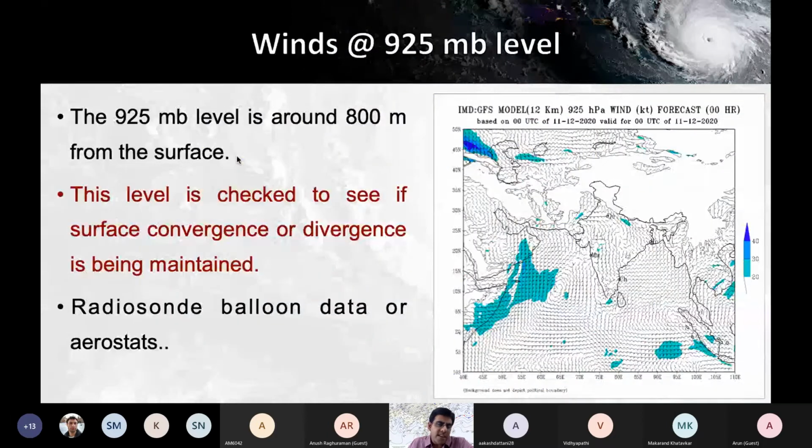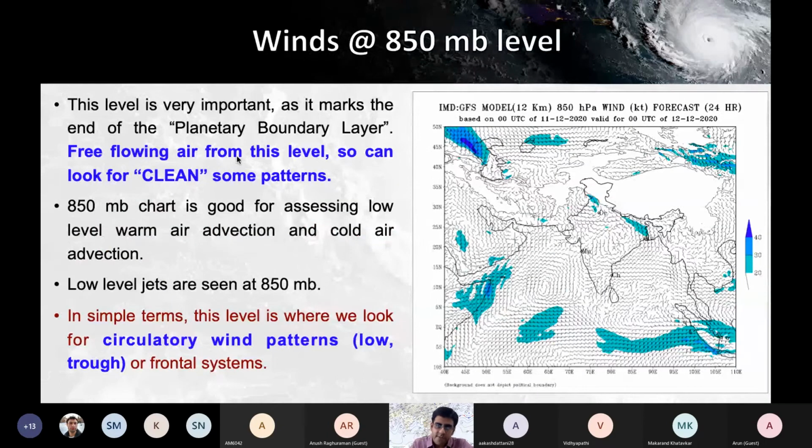So 925 millibar is at approximately 800 meters from the surface. Again, what you do is check for these convergence and divergence patterns. You can skip the 925 millibar level. That's not very crucial. So from the surface you can directly go to the 850 millibar level.